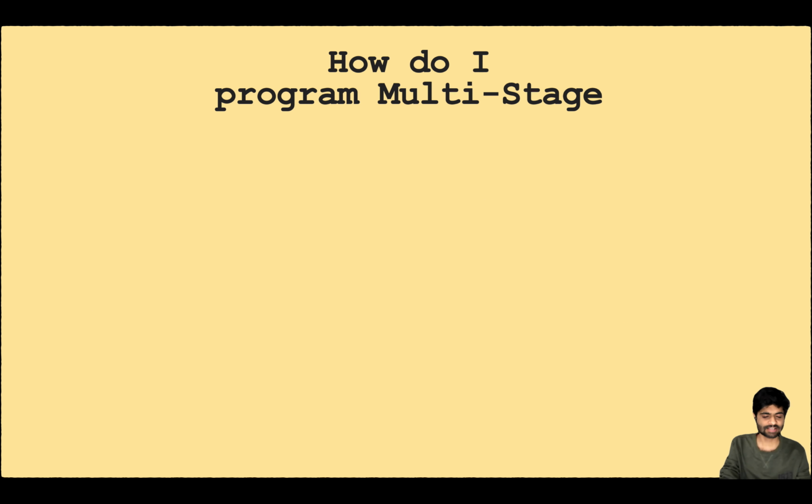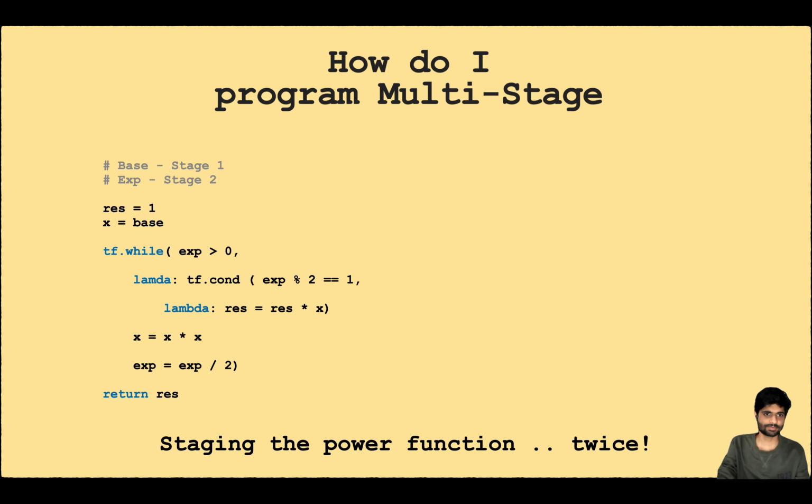Let us look at this example where we stage the previously seen power function with two different specializations. First, we have an implementation where the base is evaluated in stage 1 and the exponent is evaluated in stage 2. Since the exponent is evaluated in stage 2, we have to use the special tf.conditional and tf.while constructs.